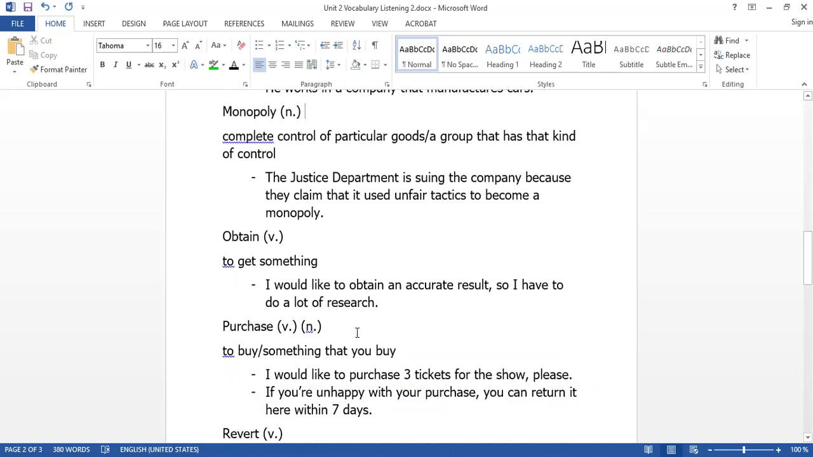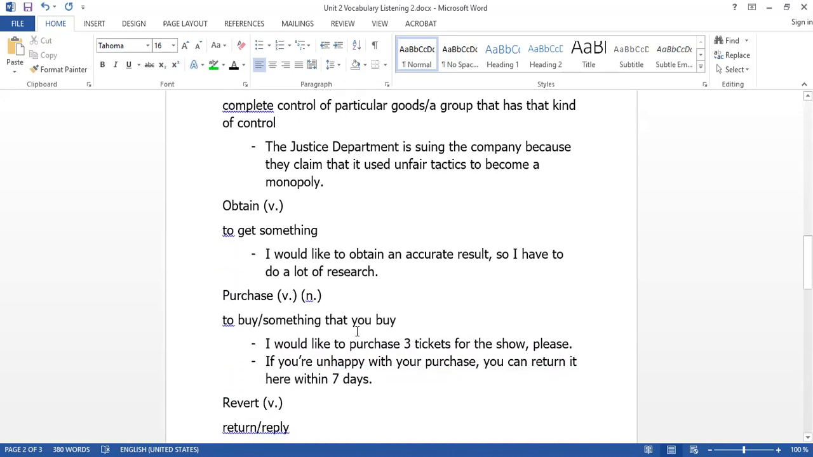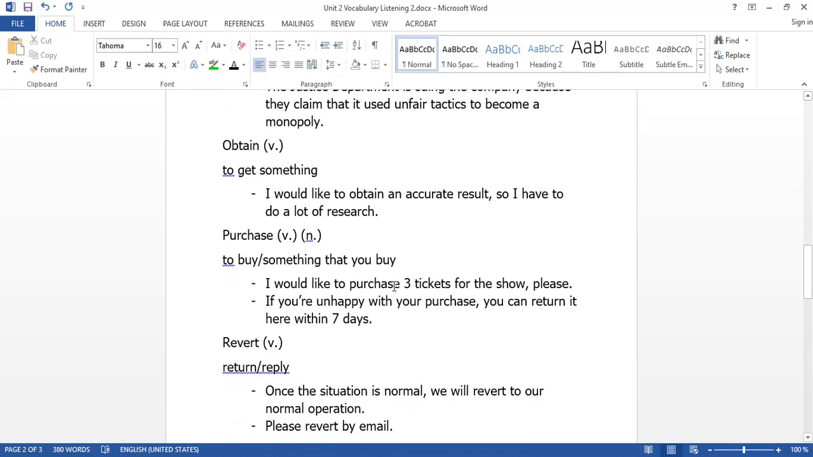Right, next word is quite easy. Obtain. To obtain is to get something. That's it. As easy as that, a bit more formal, that's all. I would like to obtain an accurate result, so I have to do a lot of research. Same thing, you could say the word get. I would like to get an accurate result. Obtain means to receive or get something. Accurate means precise, so I have to do quite a lot of research.